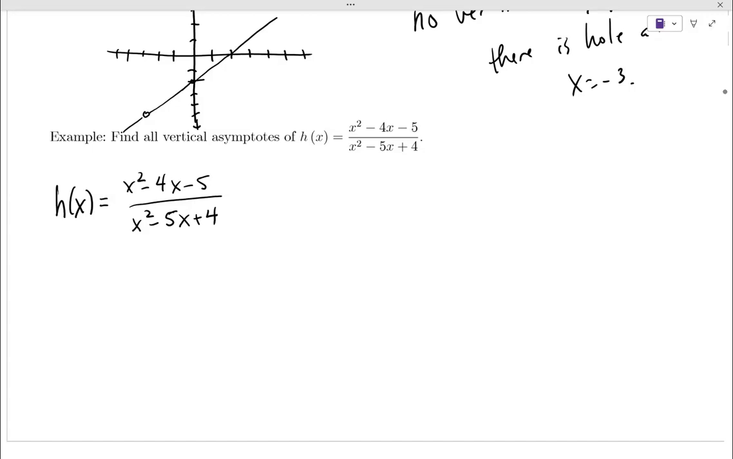What do you think we should do first? Yeah, factor everything we can, right? Let's do that first. What do you get when you factor the top? X minus 5 and x plus 1, and on bottom. Good. Okay. That's what you should do first. Anytime you're being asked to find vertical asymptotes, factor everything you can. Factor the numerator, factor the denominator.